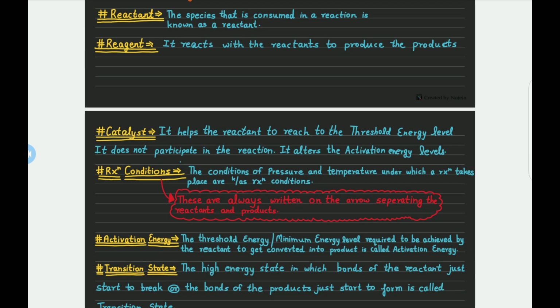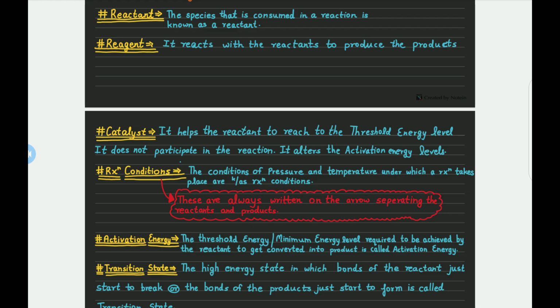Now let's study one by one all the components in depth. First, the reactants. The species that is consumed in a reaction is known as a reactant. Means, as we studied in the earlier example, chlorine and hydrogen, both the reactants were consumed. Hydrogen gas was consumed and chlorine gas was consumed to form hydrochloric acid.